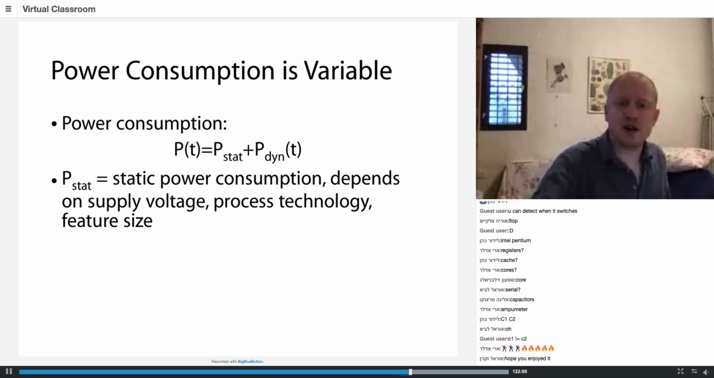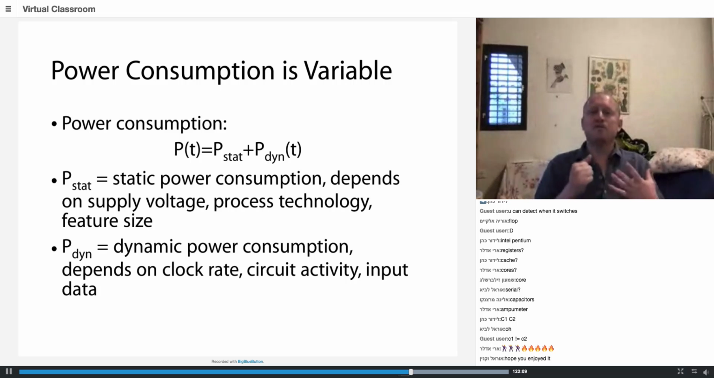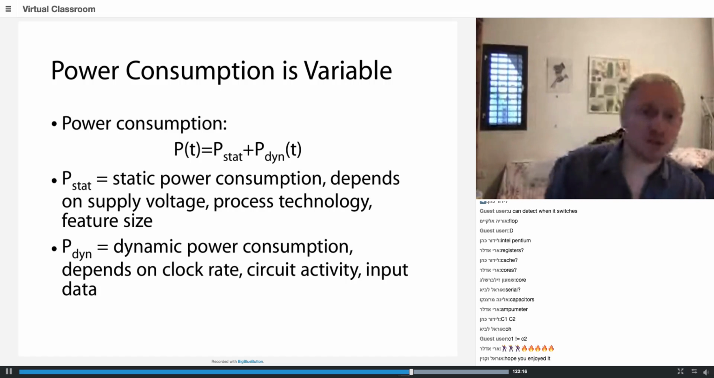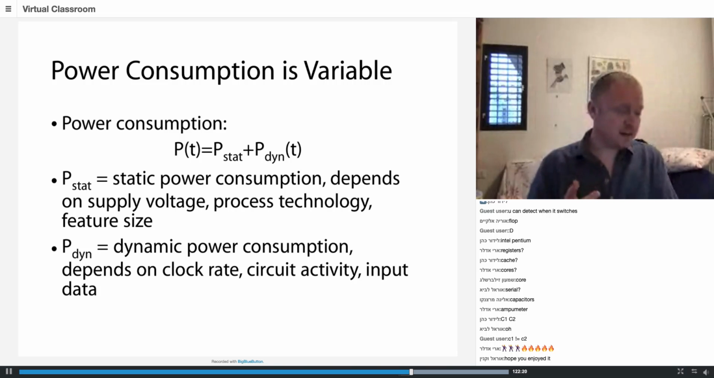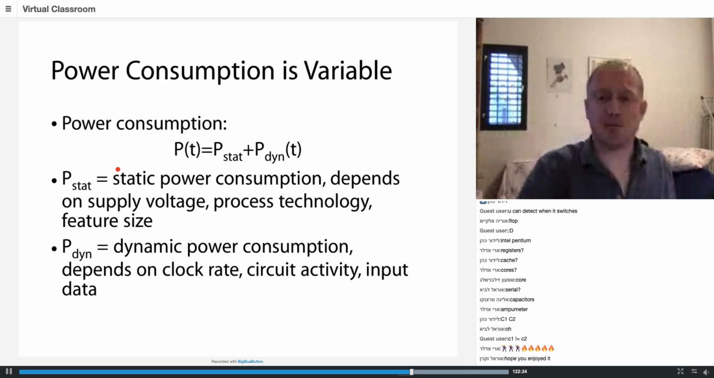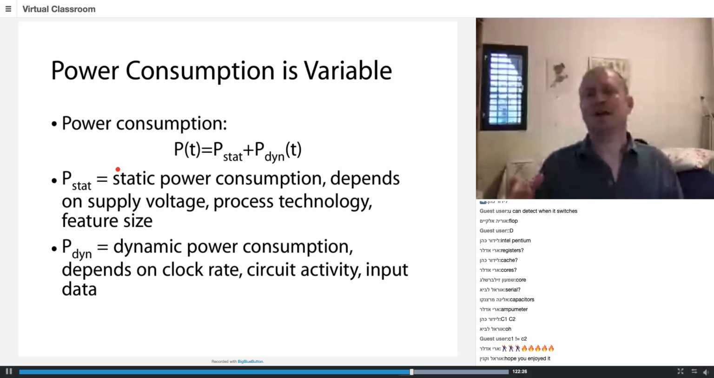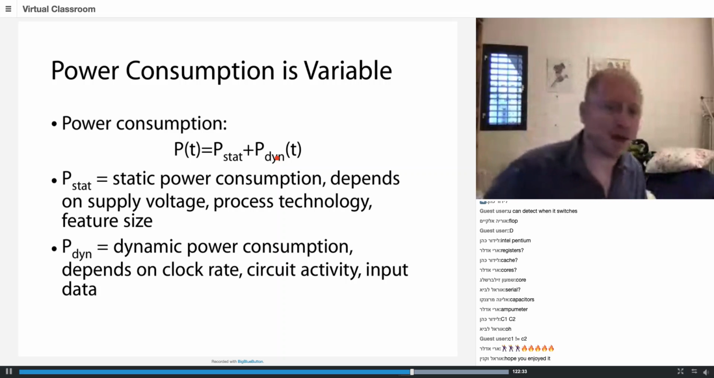On the other hand, you have the dynamic power consumption, and this one depends on the circuit activity and the input data. Depending on the circuit activity and input data, it's really nice for us as an attacker, because this means that I can run this backwards. If I measure the power consumption over time, and I can solve this equation, and I can find out the secret, then I'm a really happy hacker.